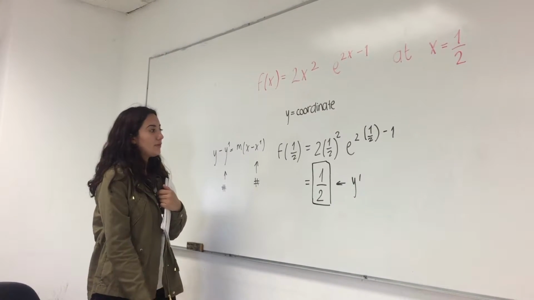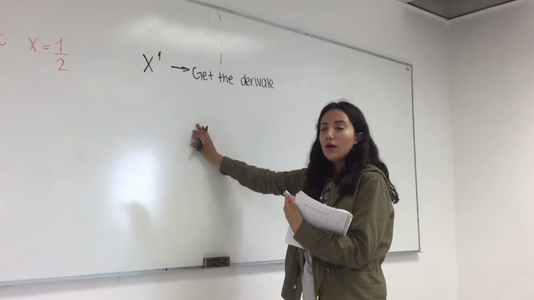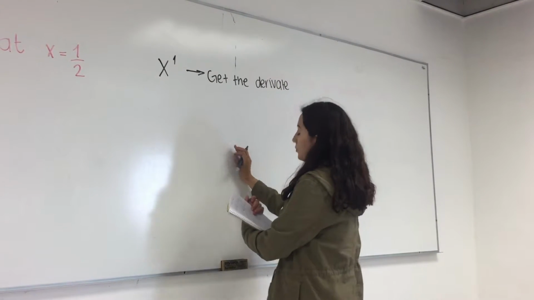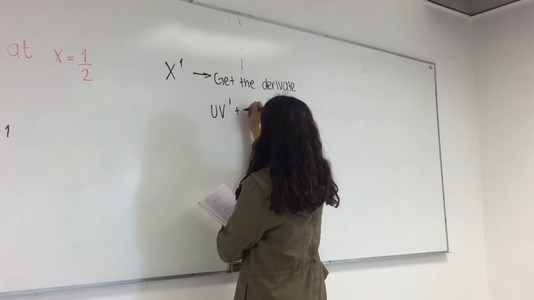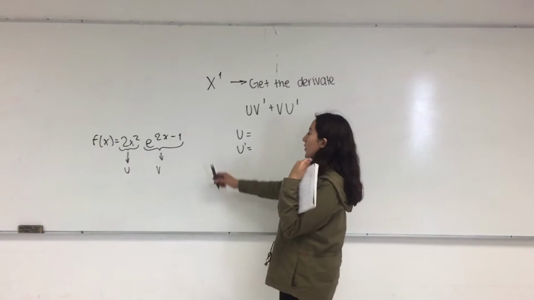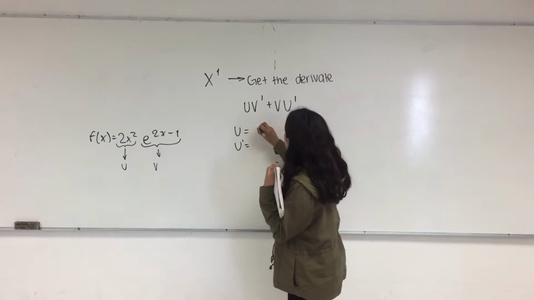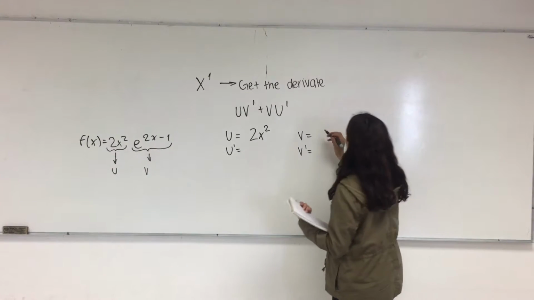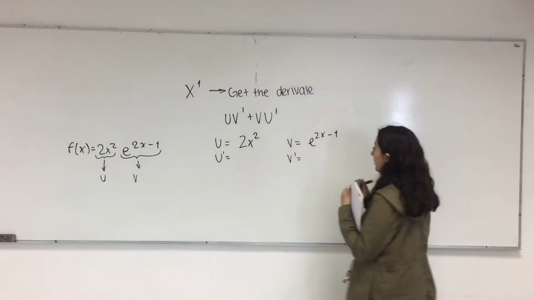So we have to remember that we use the product rule because we're multiplying. And now we get the derivative of y. We have to remember that the formula is u times v prime plus v times u prime. So we use the original formula to get these values. So u equals 2x squared and v equals e to the 2x minus 1.